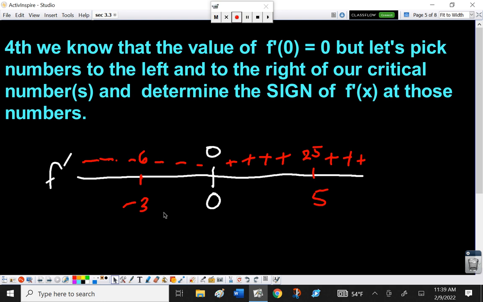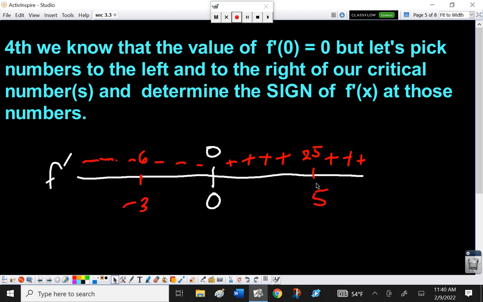Well, I picked -3 because that's to the left of 0. I could have picked any number over here. If you plug in -3 to f prime, you get -6. Any number on this side of the critical number is going to give us a negative. So you see all these negatives I put here? That means the entire derivative on the left side of 0 is going to be negative.